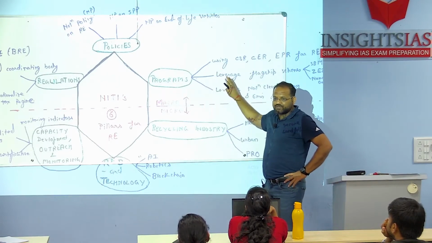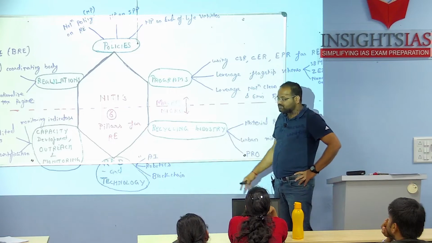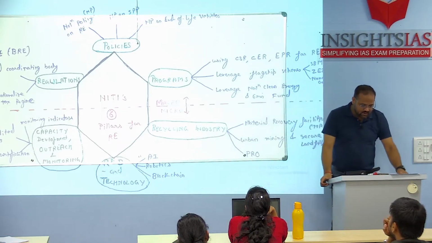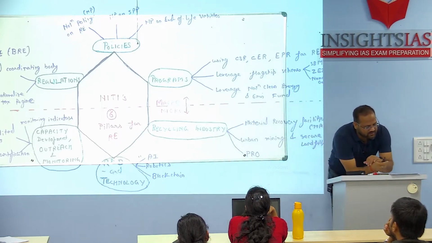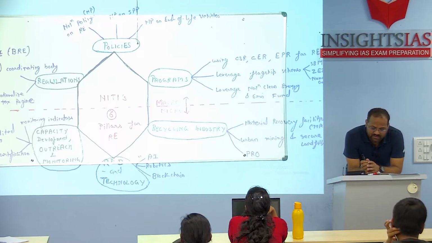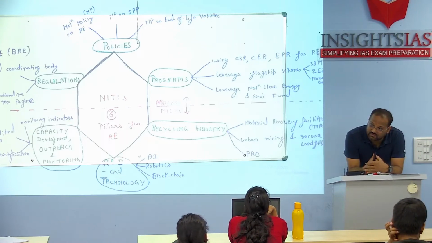This is with respect to macro conditions, at the national level, what should be done. Now we will see the micro level. First we will see the recycling industry. What should happen with the recycling industry? Material recovery facilities should be there.